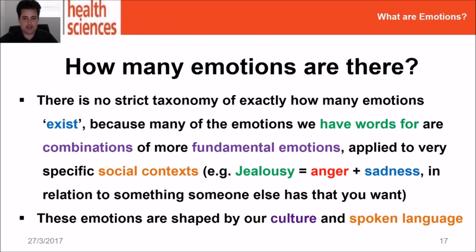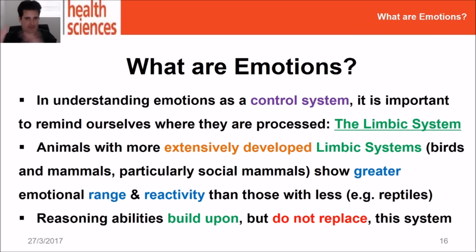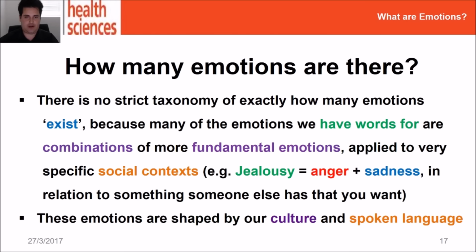social context. And what I'm emphasizing on this slide here, as I'm getting towards the end of my time, is that all of our reasoning abilities and our planning abilities, like we talked about with cognition last week, build upon but do not replace this basic control system of having knee-jerk, immediate reactions to our external environment.